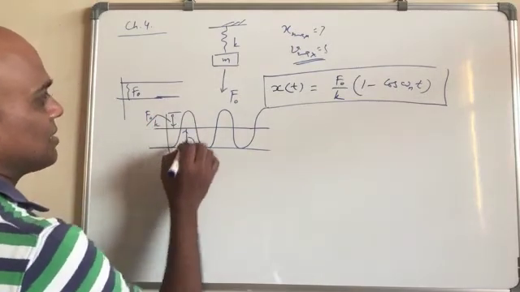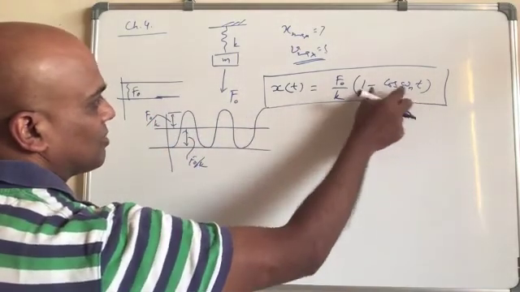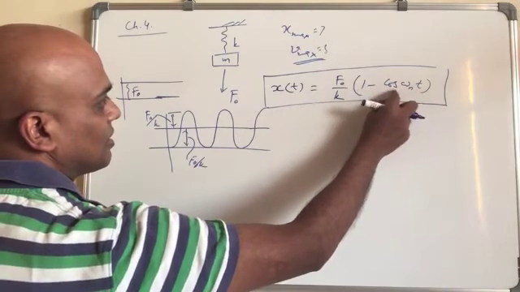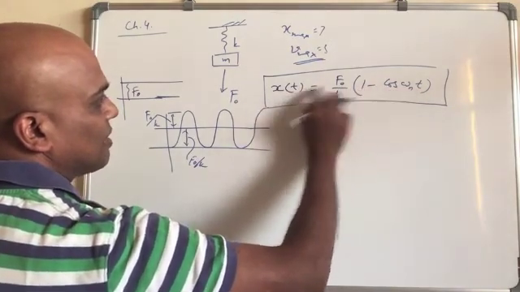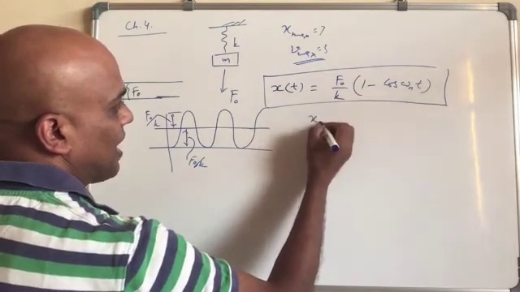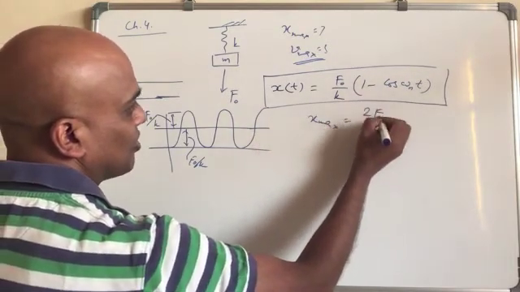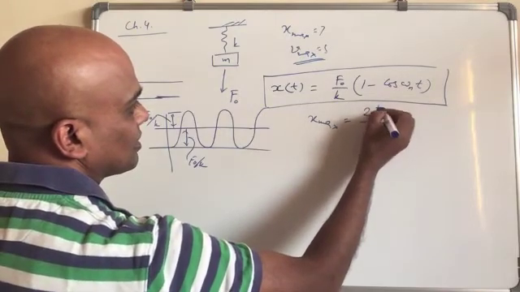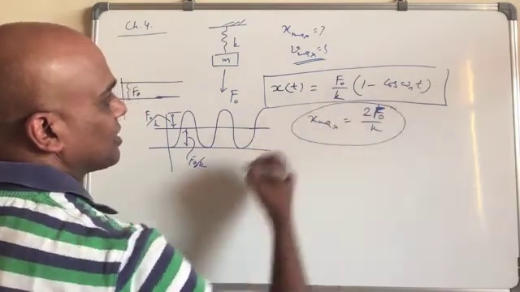So the maximum displacement you can get from here. The maximum will be when this cosine becomes minus 1, so 1 minus (minus 1) is 2. So x max equal to 2 F naught over k is the answer, right? So this is the answer.